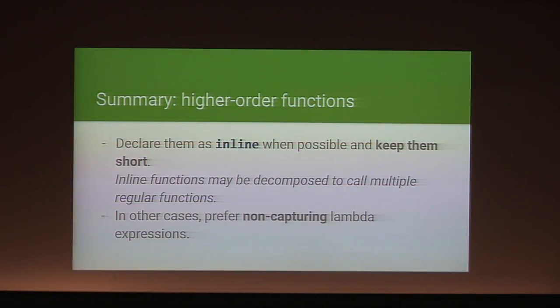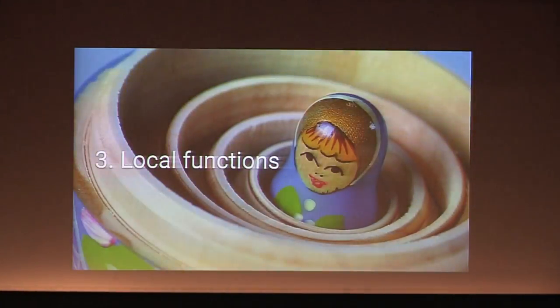One thing you can do is decompose your function into smaller functions that are not inline to control the code growth. And in other cases where you can't use inline, you should prefer non-capturing lambdas to avoid function object allocations. Sorry. So now let's talk briefly about local functions.